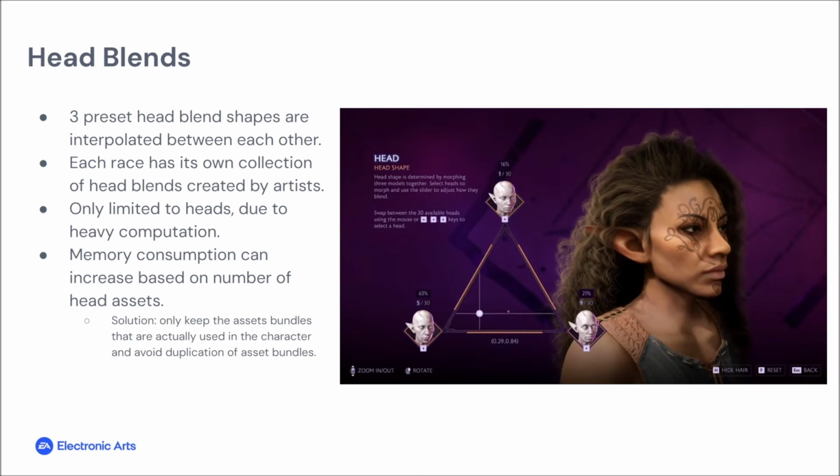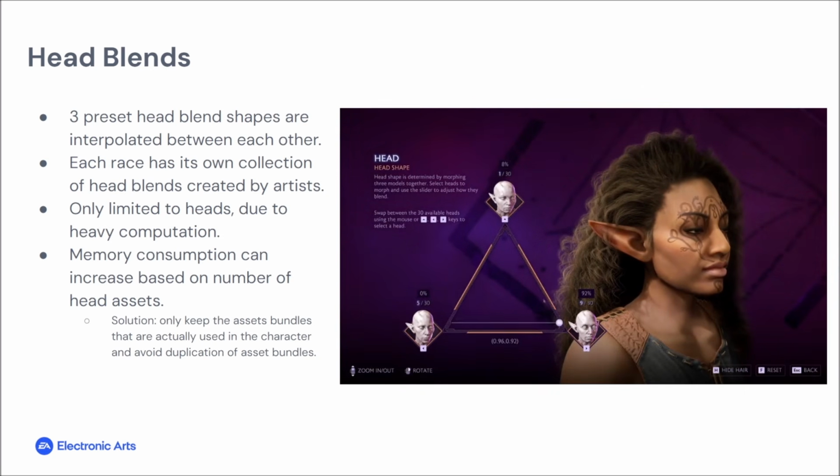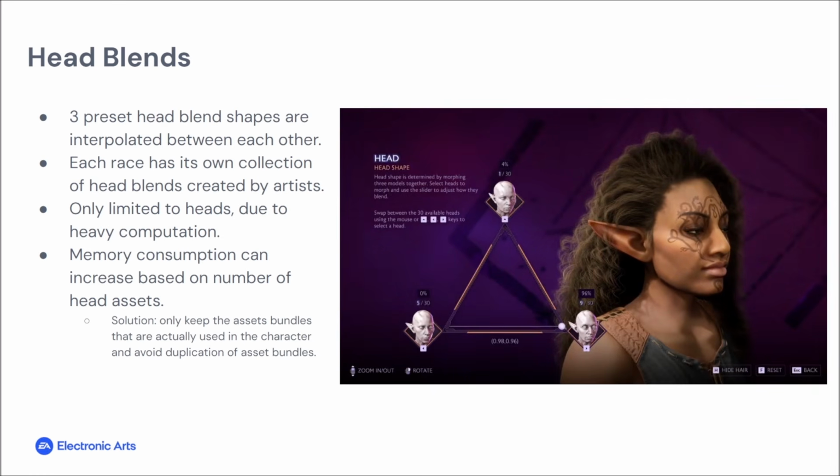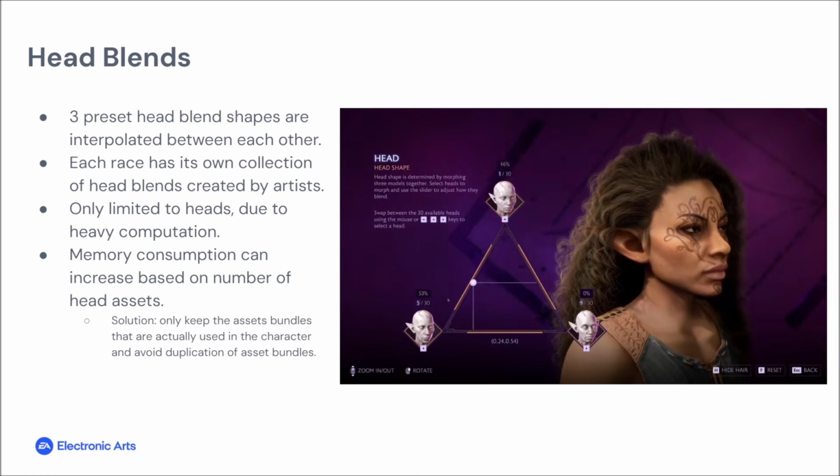Next is head blends. These are different from feature morphs because they blend up to 3 head assets instead of individual bones. The input for this is the 3 heads and the corresponding weights. The blends are done using mesh compute and are computation heavy. Therefore, these are limited to heads only. Memory consumption was a problem for this because we have 4 lineages in the game and each lineage has 30 heads. So we only keep the asset bundles that are actually used in the character and avoid any duplicate loading.